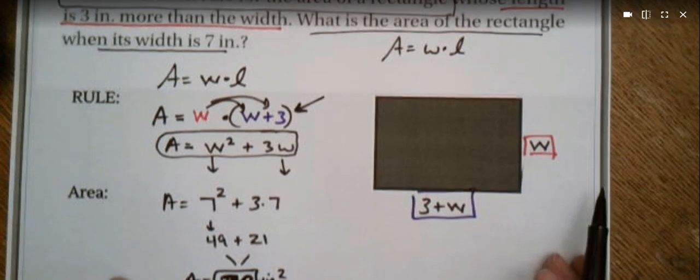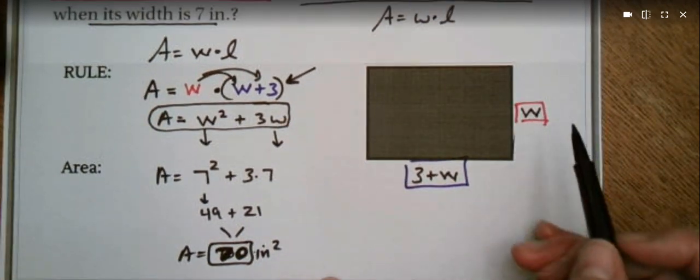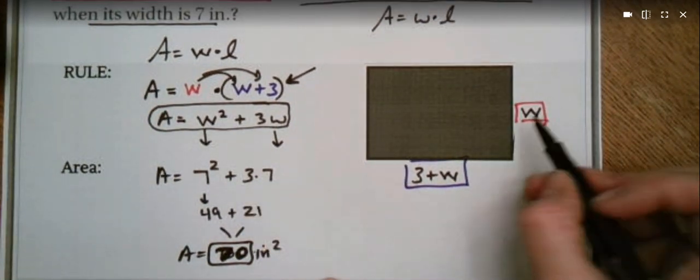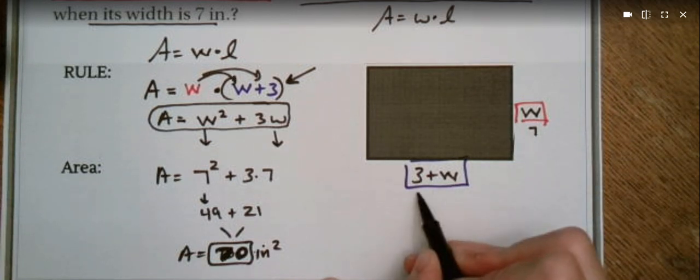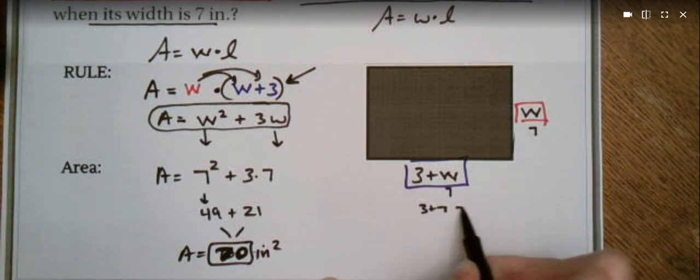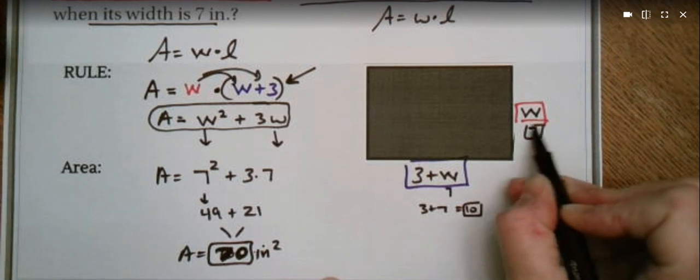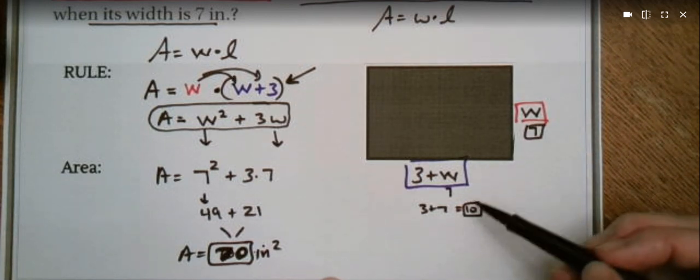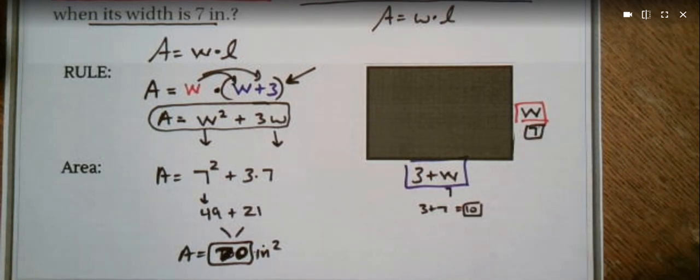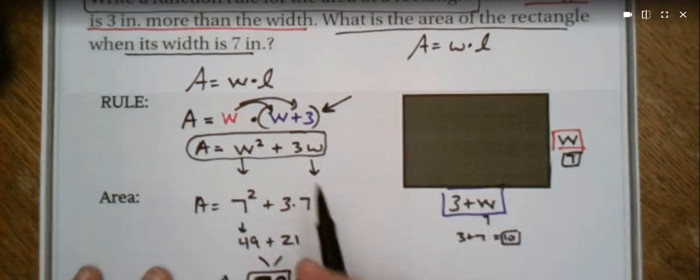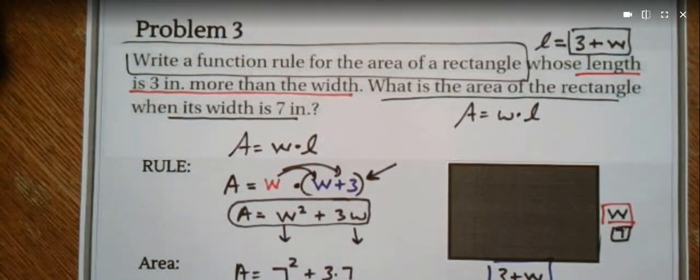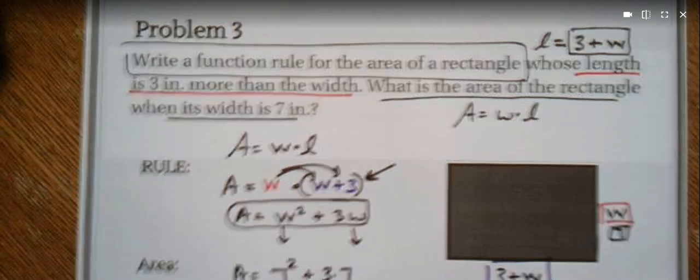Now, if you go back over here to the picture, we can check that. If the width is 7, if I made this a 7 and 3 plus 7 would be 10, this would be a 10 by 7 rectangle, and the area would be length times width, which would make it 70. So my equation here actually works. All right, so that's how you do this one. Remember, if you get stuck on the homework, you can always come back and watch this in the lesson video.